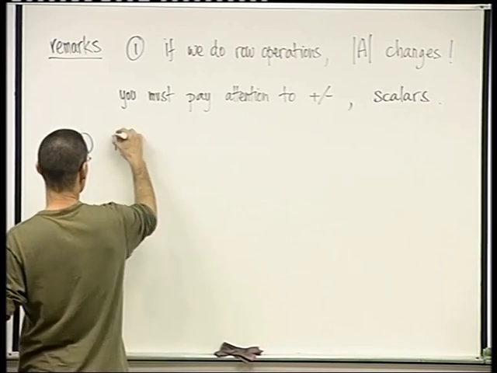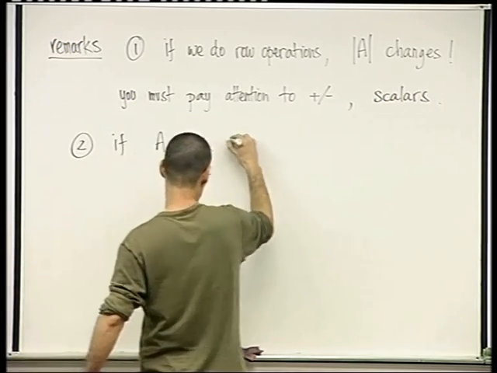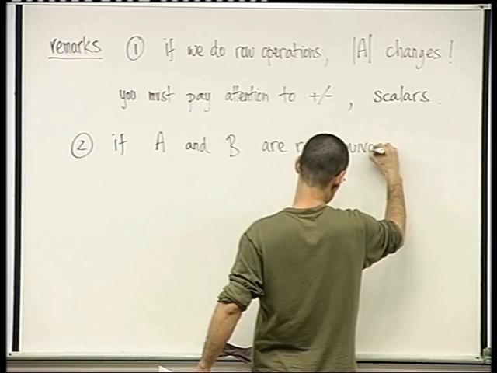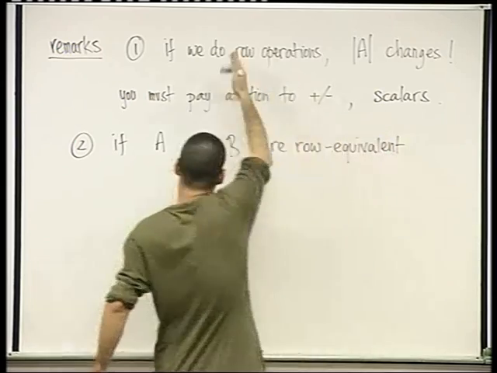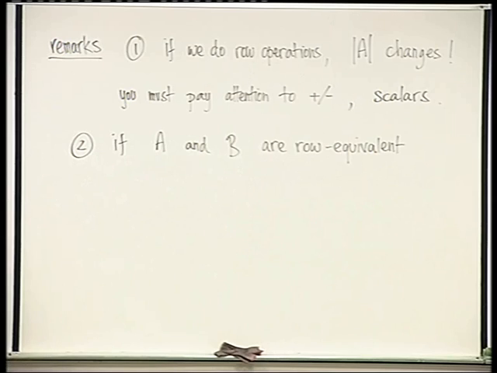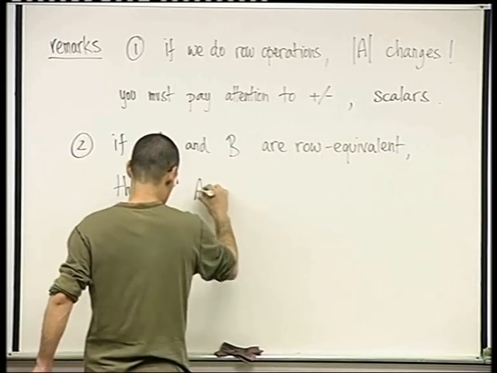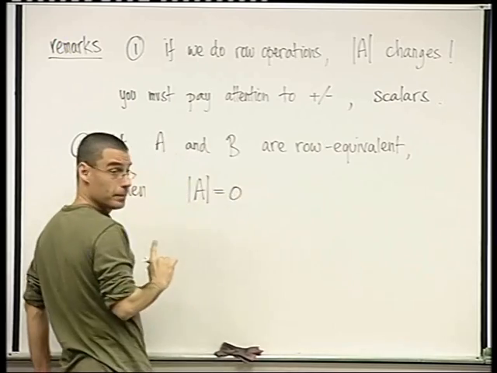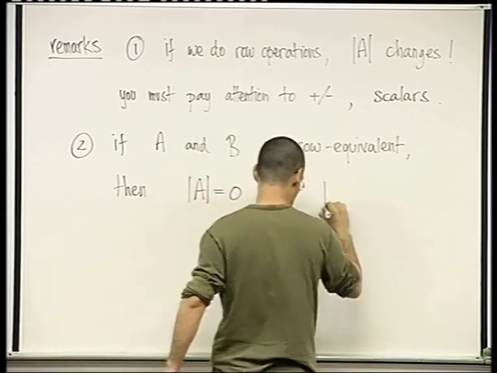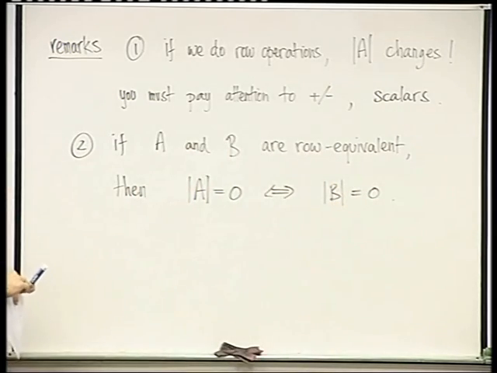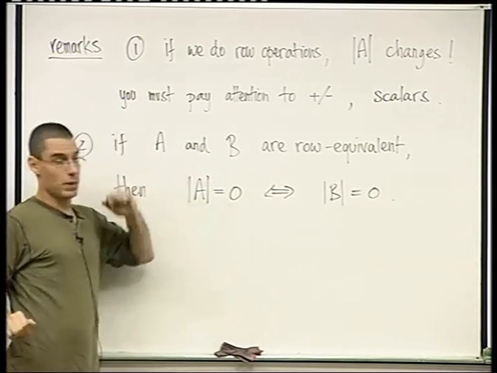But if A and B are row equivalent, the first comment was they don't necessarily have the same determinant, but the determinant of A is 0 if and only if the determinant of B is 0. And this is going to be a very useful fact later. So the determinant itself is not an invariant, but being 0 is.